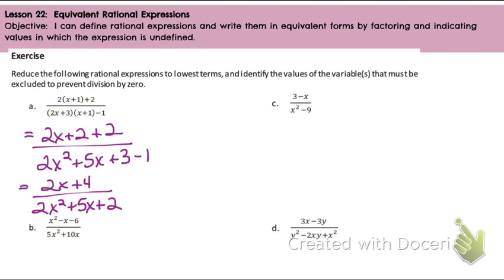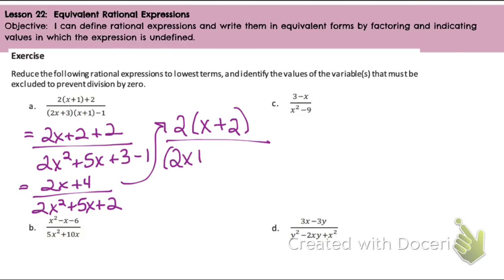Now the numerator becomes 2 times x plus 2. Not x plus 4, x plus 2. And the 2x squared plus 5x plus 2, I can factor into 2x plus 1 times x plus 2. Now everything is being multiplied, so I can simplify those out.